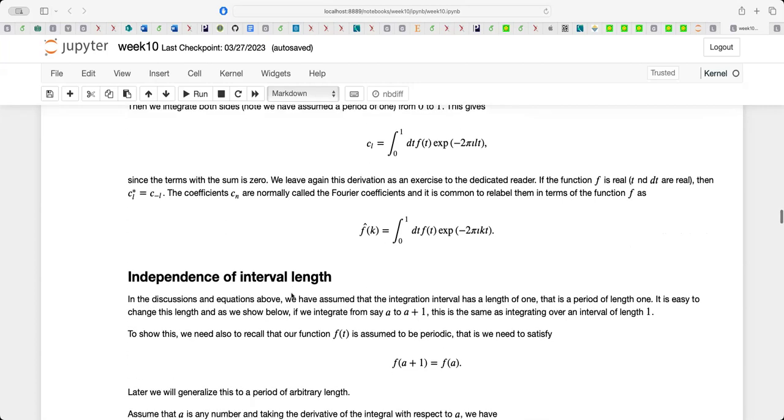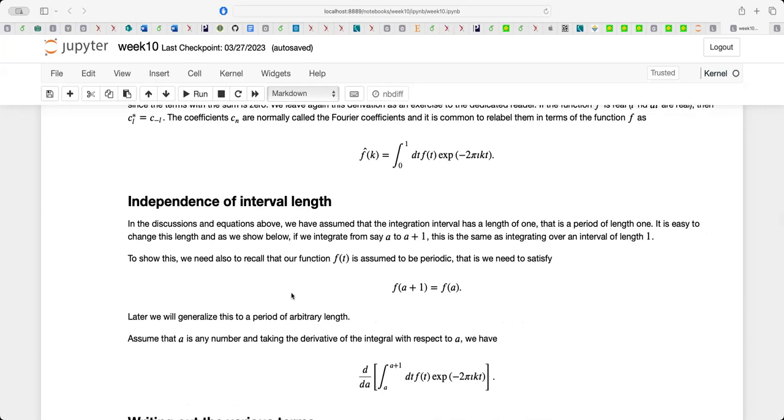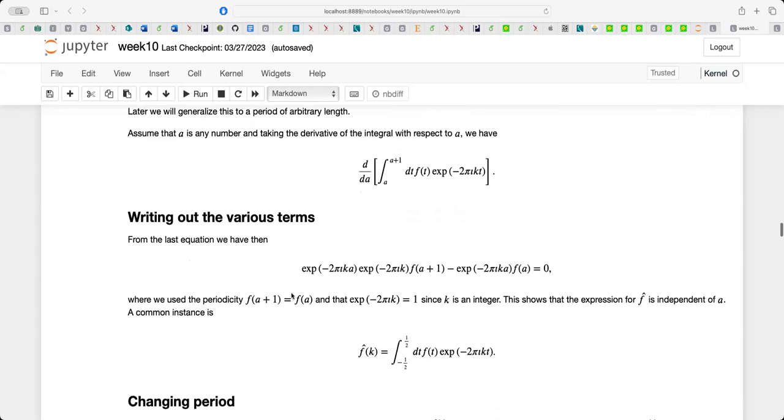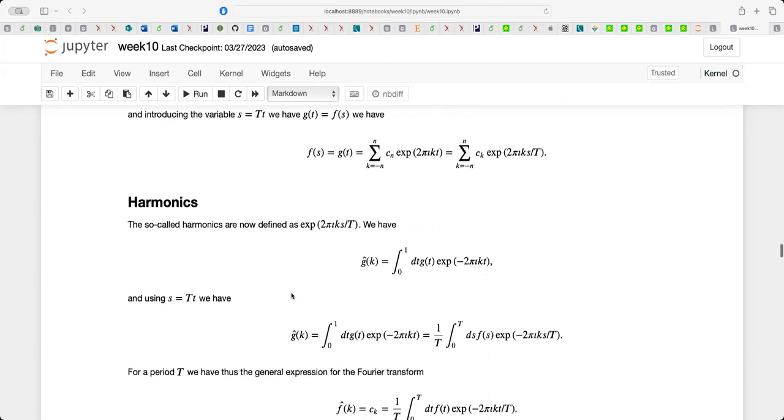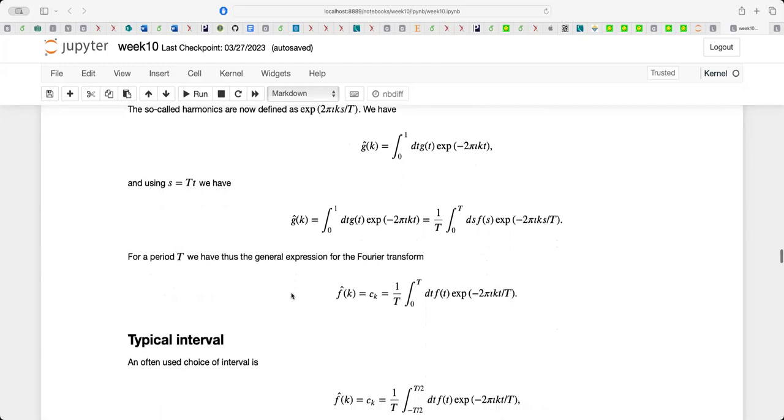And things which we showed was the independence of the interval length. We discussed that. We also discussed the change of period. These are technicalities which we looked at. And typical periods, which are often used, is a period t, which can be minus 1/2 to plus 1/2. These are typical periods which you encounter.